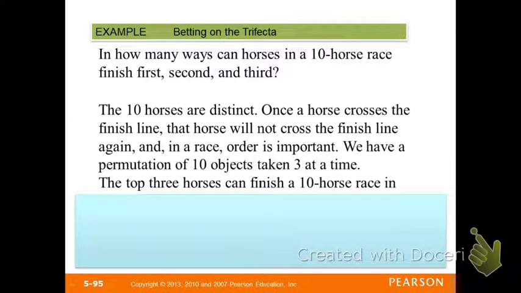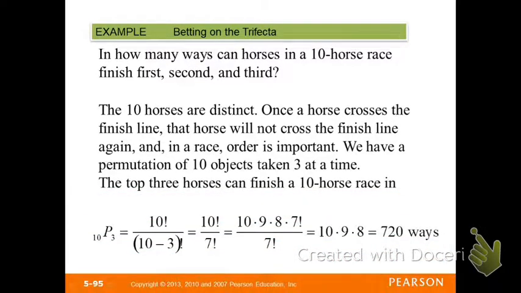So all the conditions are met, and what we're looking at here is a permutation of 10 objects taken 3 at a time, and that's found by 10 factorial over 10 minus 3 factorial, which is 7 factorial. And again, 10 factorial is 10 times 9 times 8 times 7 times 6, etc., and then 7 factorial there. So the 7 factorials cancel, and we're left with 10 times 9 times 8, or 720 different ways that horses can finish first, second, and third in a 10-horse race.